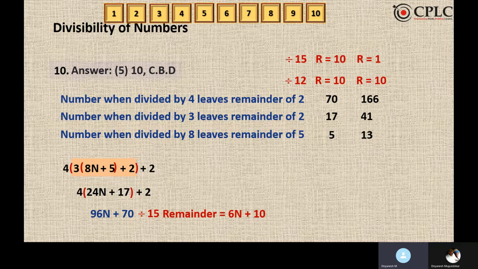In case of 12, the remainder will be 10, confirmed from the two examples that we have explored. But in case of 15, we are not very sure. We don't know what the actual remainder will be. And that is why this was a super question.